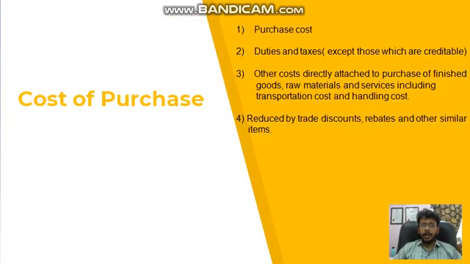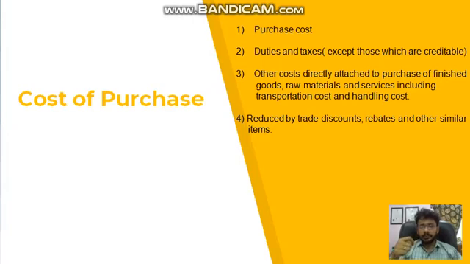What do you mean by cost of purchase? Now cost of purchase includes, first, purchase cost, that is the cost of raw materials. Second, duties and taxes except those which are creditable. Now this is important friends, you will be facing this practically as well as from the viewpoint of your exam. Duties and taxes which are creditable, previously the word used was senvatable, that means on which credit can be availed. After introduction of GST, you are well aware we don't use the word senvatable, we use the word creditable. That means on which input tax credit can be claimed.